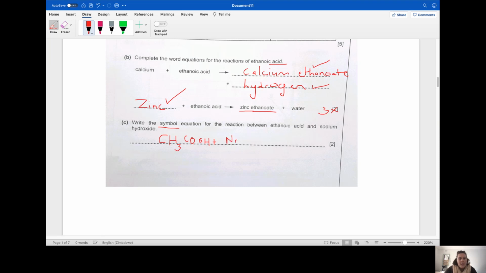Okay, plus sodium hydroxide, which is a base. So we have an acid and a base, okay, which gives water. Acid plus base gives me salt plus water. Okay, the way you work out your salt, the sodium takes the place of the hydrogen. So your salt looks like this, CH3COO, and then instead of the H, you now have the Na.